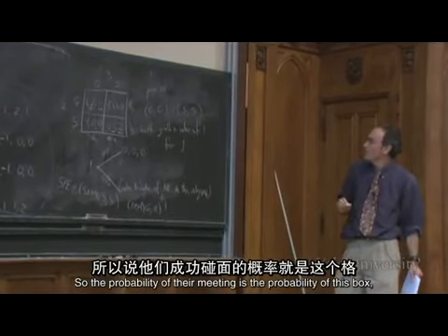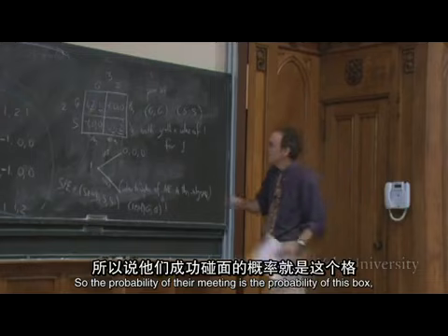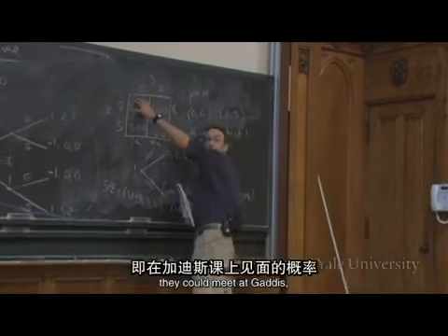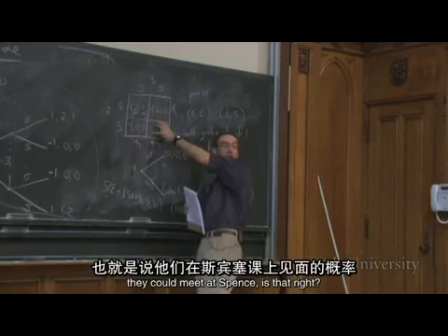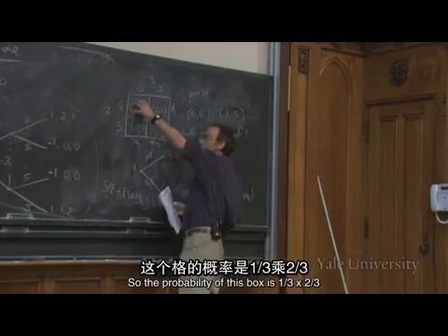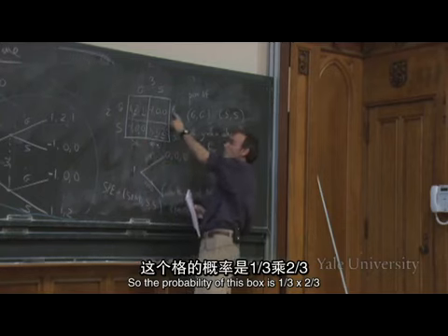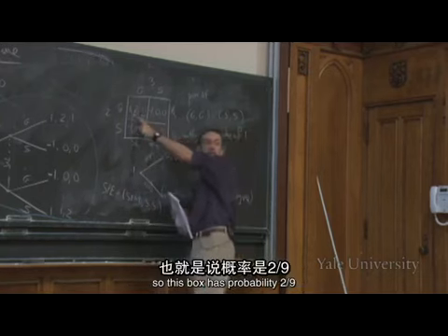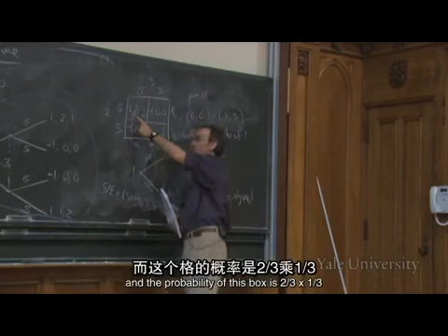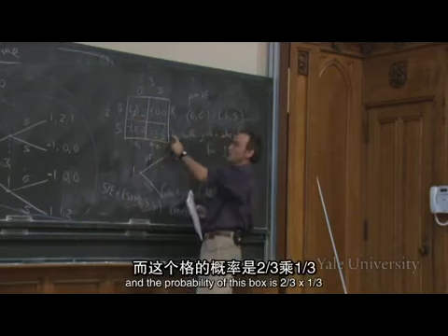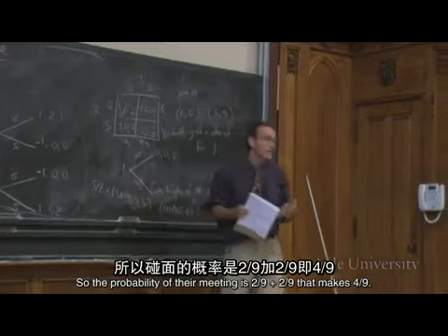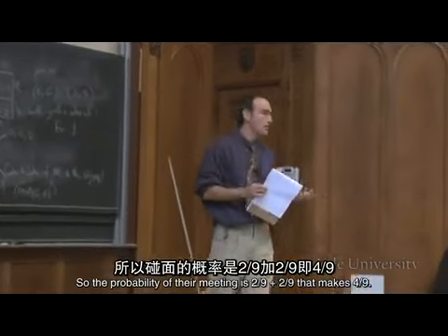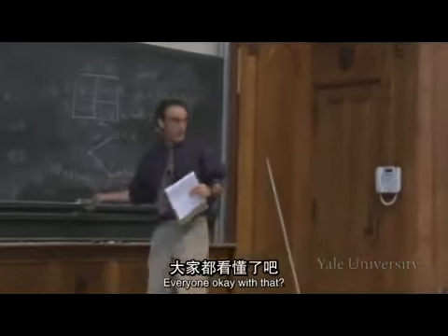So the probability of their meeting is the probability of this box, they could meet at Gaddis, plus the probability of this box, they could meet at Spence. Is that right? So the probability of this box is 1/3 times 2/3, so this box has probability 2/9. And the probability of this box is 2/3 times 1/3, so this box has probability 2/9. So the probability of their meeting is 2/9 plus 2/9, that makes 4/9. Everyone okay with that?